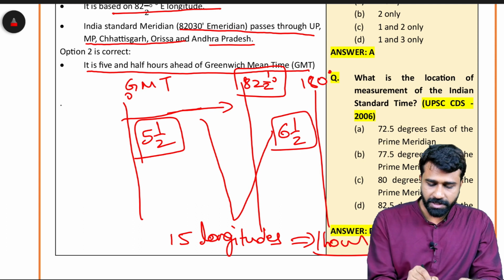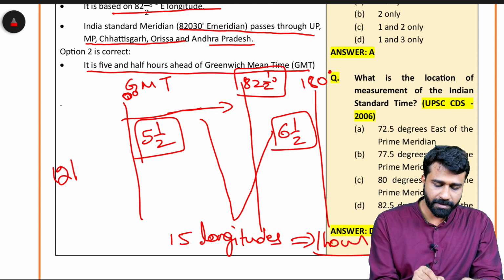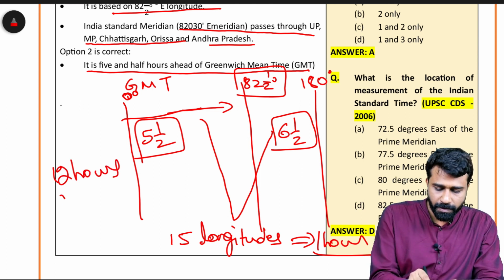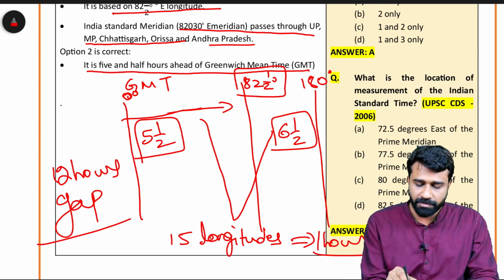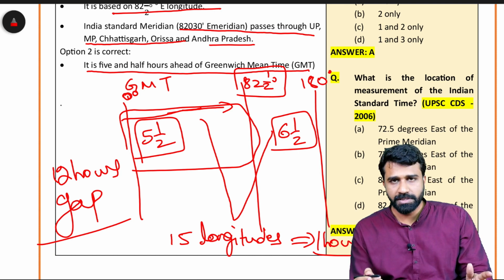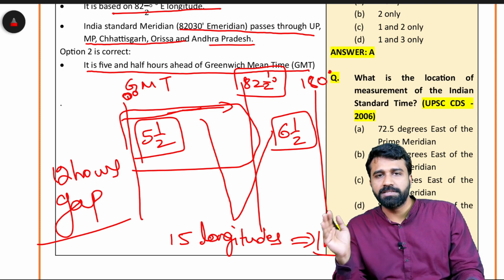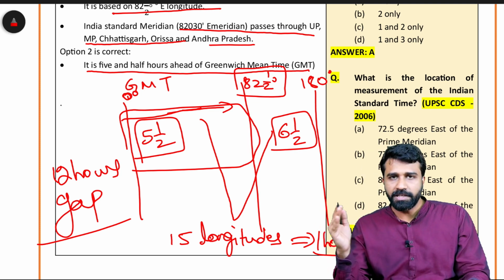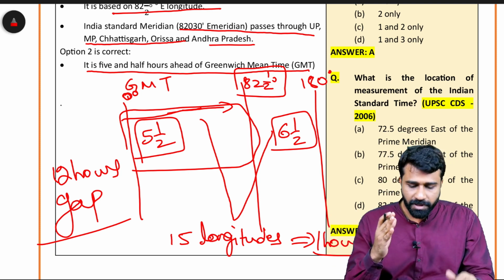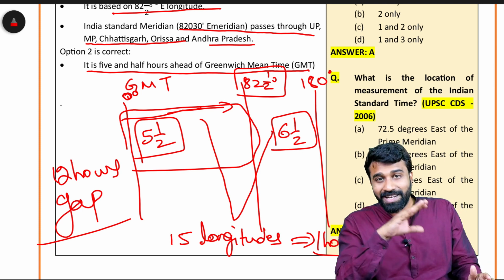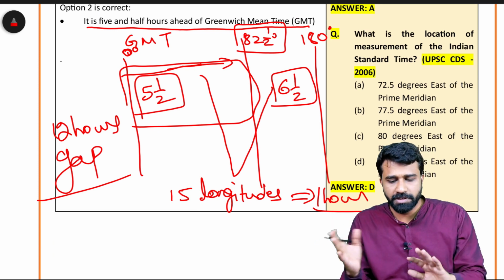How? See, from 0 degrees Greenwich Mean Time to 180 degrees, you have a 12 hours time gap. So already 5.5 hours are over, and the remaining hours are only 6.5 hours from 82.5 degrees east longitude to 180 degrees, the international dateline. So from 180 degrees international dateline, you are 6.5 hours behind, and with respect to Greenwich Mean Time, you are 5.5 hours ahead. It is very simple, right? Totally 12 hours you have to calculate from 0 degrees to 180 degrees.